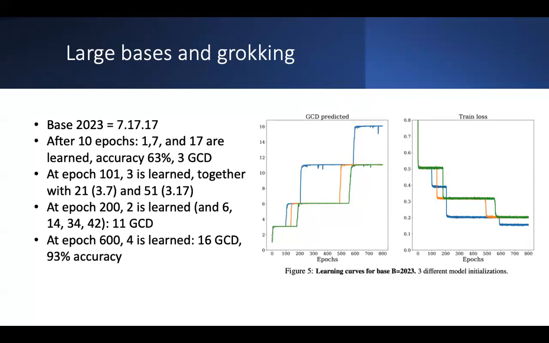But after a while, the model suddenly learns 3 and the multiples, 3, 23, 51. So it has learned divisibility by 3, which in base 2023 is not obvious. You know, there's no obvious rule. It's learned. Wait 100 more epochs and you learn 2 and 6 and 14, all the doubles of the previous ones. And then you learn 4, etc. And you can account for all, and this happens for all large bases.